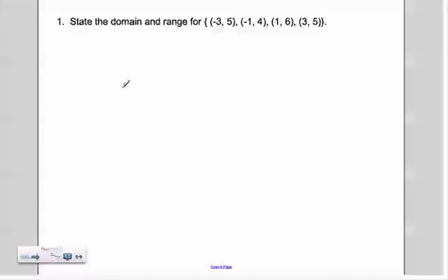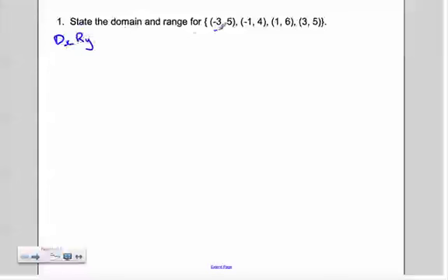Whenever looking for the domain and range of a function, whether it's a list of ordered pairs or a table of values or a graph, I teach my students to always think DxRy, because sometimes the hardest part is remembering which variable is domain and which variable is range. So DxRy means domain is x, range is y.